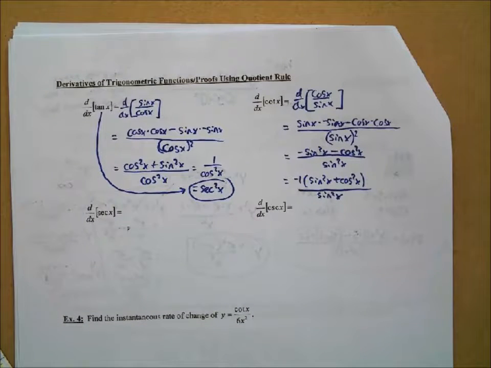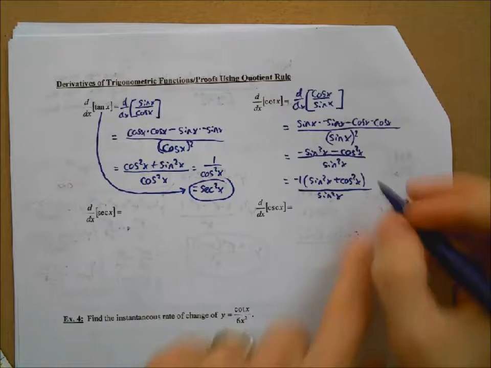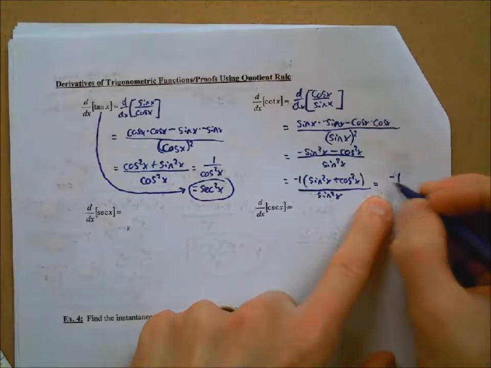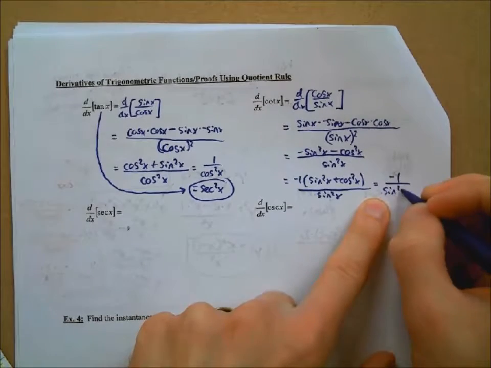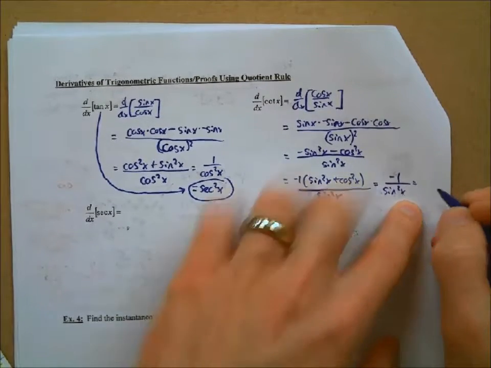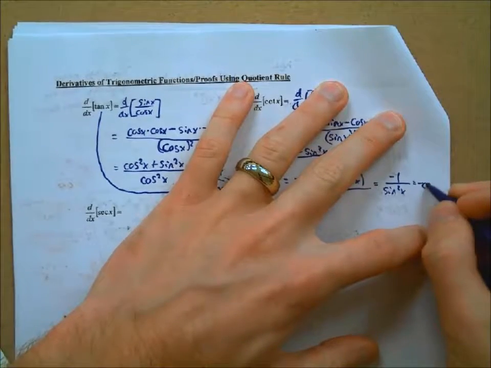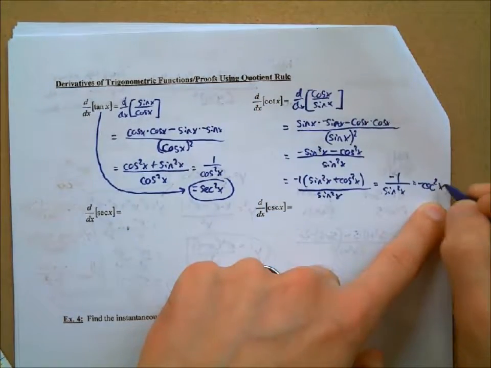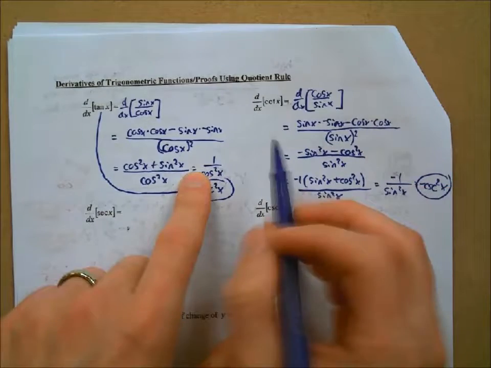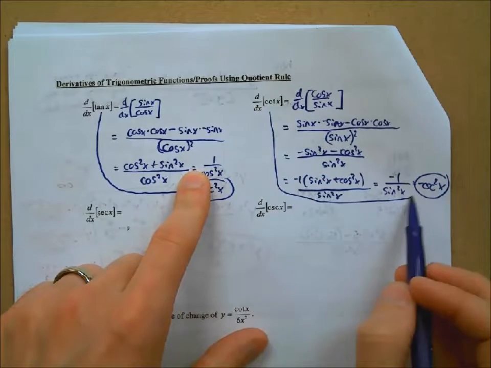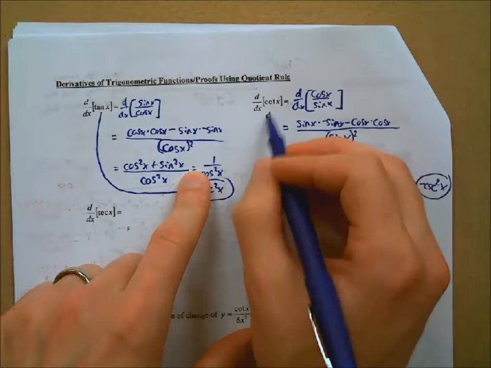Okay, so again, from that numerator, since they're both negative, we'll factor a negative 1 out, making them now both positive. And of course, what is sine squared of x plus cosine squared of x equal to? 1. And so we end up with negative 1 over the sine squared of x, negative cosecant squared. Sorry, I'm blocking with my hand there. Okay, so the derivative of cotangent is negative cosecant squared.